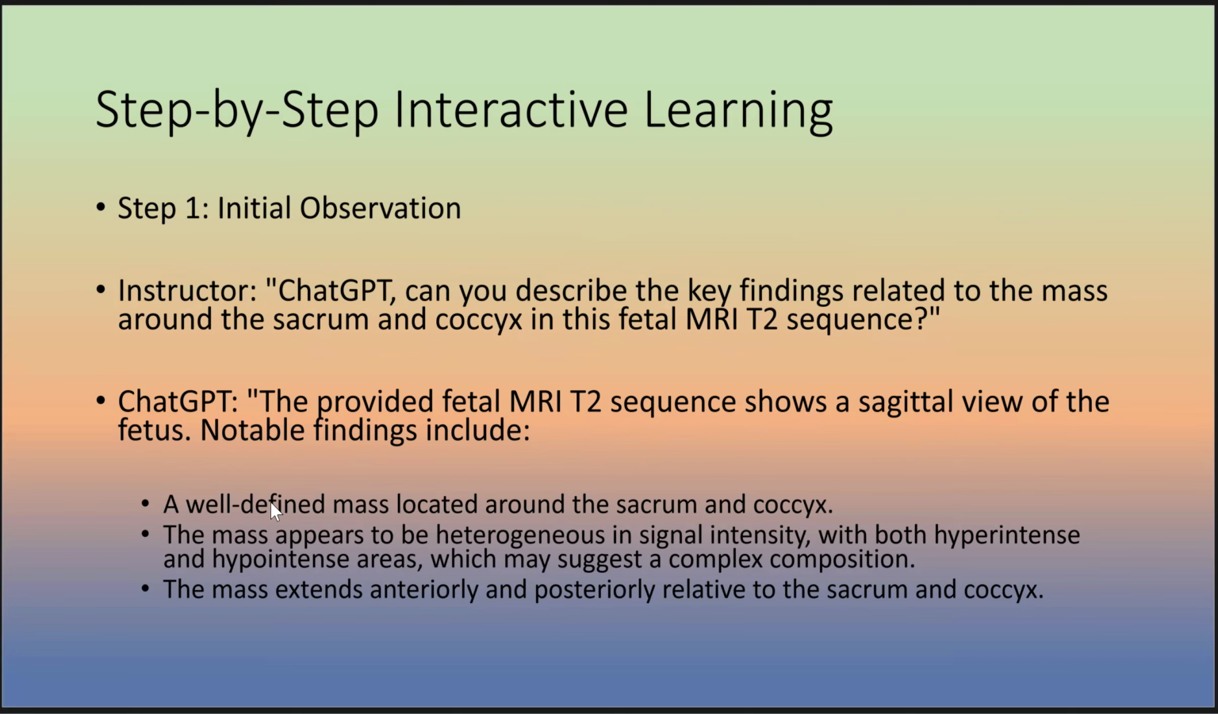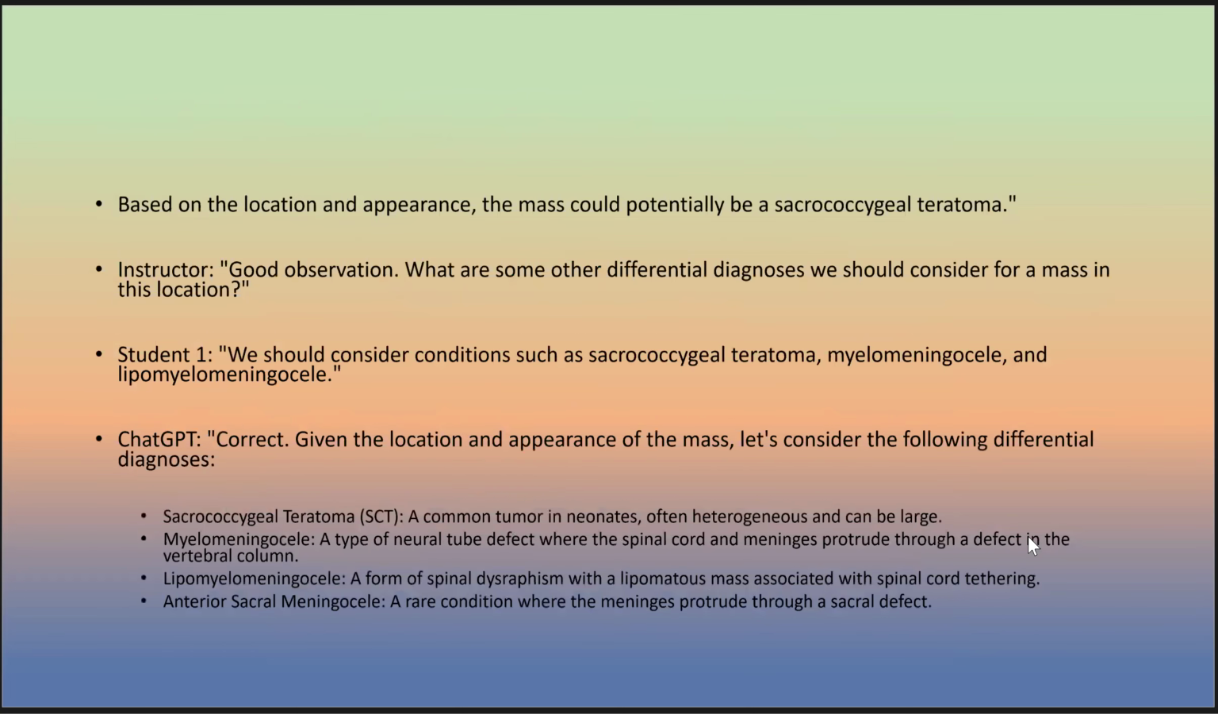a well-defined mass located around the sacrum and coccyx. The mass appears to be heterogeneous in signal intensity with hyperintense and hypointense areas, suggesting a complex composition. The mass extends anteriorly and posteriorly relative to the sacrum and coccyx. Based on the location and the appearance of the mass, it could potentially be a sacrococcygeal teratoma.